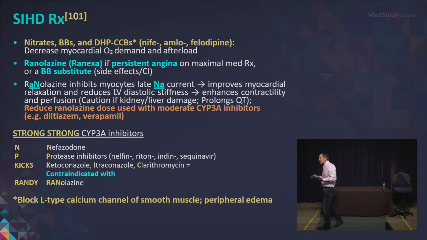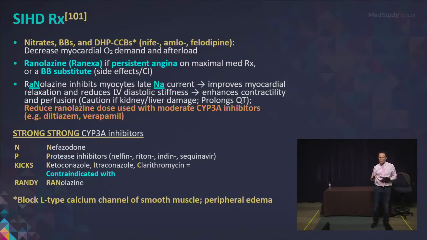And the amazing thing about this is it doesn't affect the heart rate. It doesn't affect the blood pressure. It actually has a direct effect on the energy system inside the cell, like at the mitochondrial level, and it actually relaxes the heart muscle and reduces stiffness without those effects on heart rate and blood pressure. So it's pretty cool. Just be aware, especially if they're on diltiazem or verapamil, to reduce the dose of the Ranexa, because these are considered moderate CYP3A inhibitors, and they do interact.